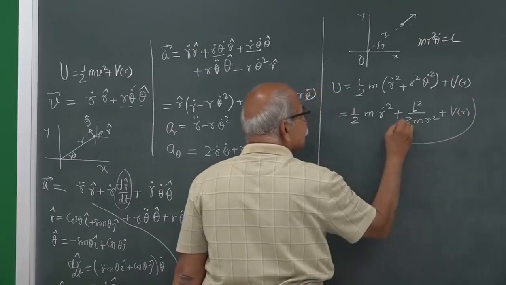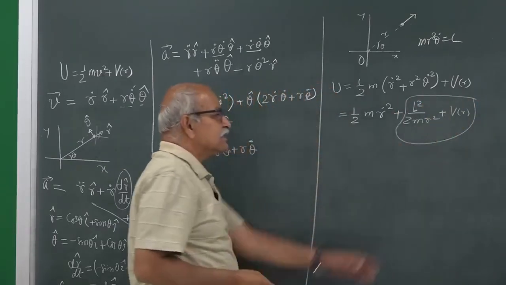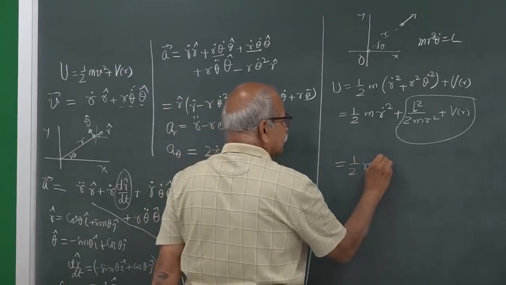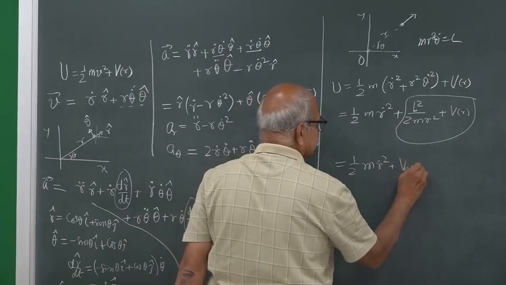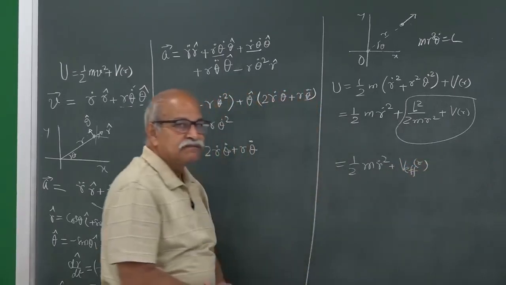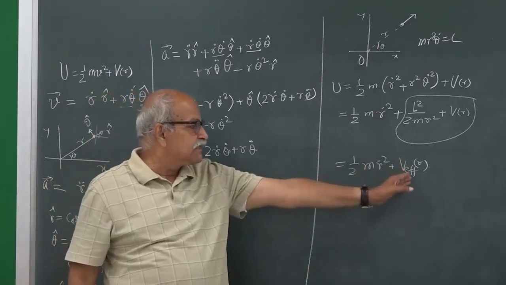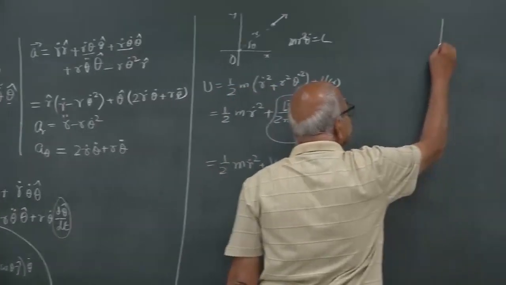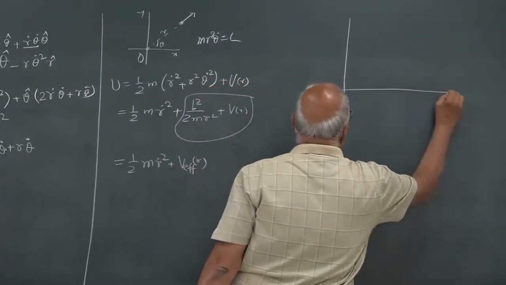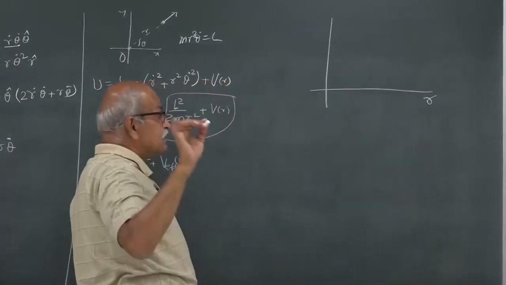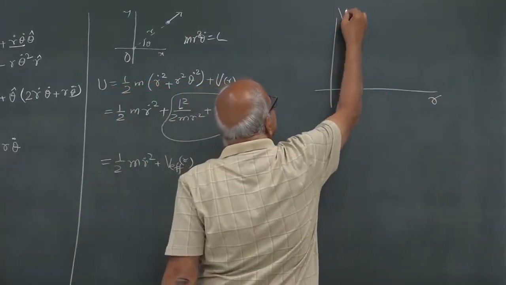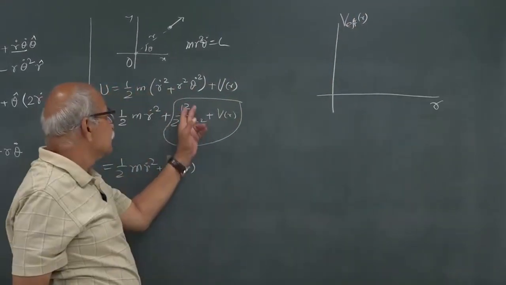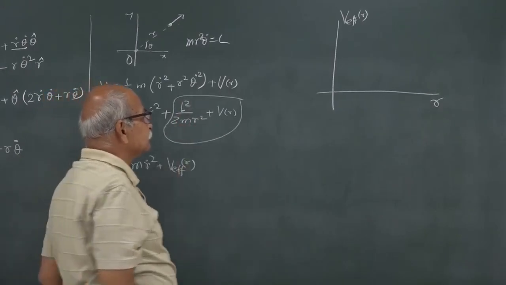This whole thing we write as effective potential energy. It is a function of r only, that is half m r dot square and plus V effective, which is a function of r. And it is this V effective r that we plot, and this side is r, remember, and r will not be negative. So, everything will be on this side. And what is this V effective r? Here, L square by 2 m r square plus V r.